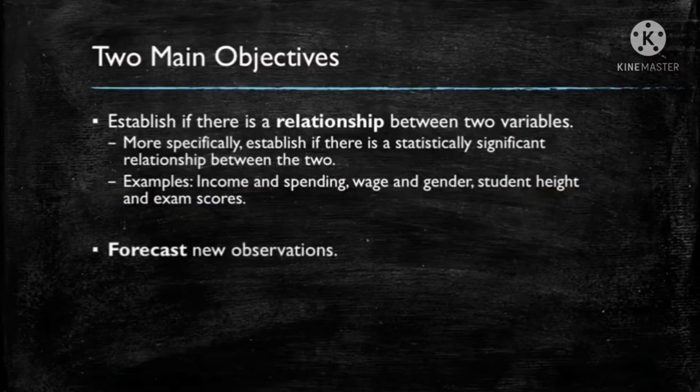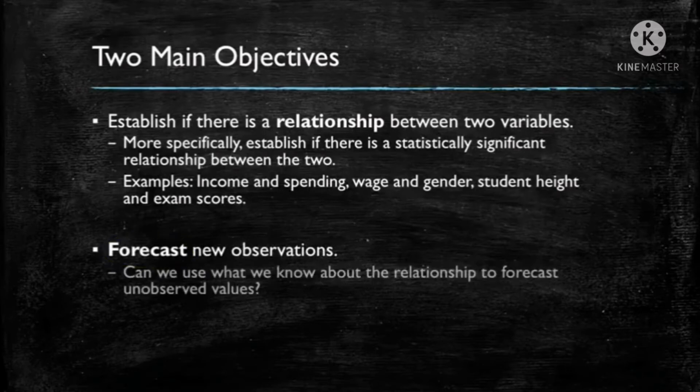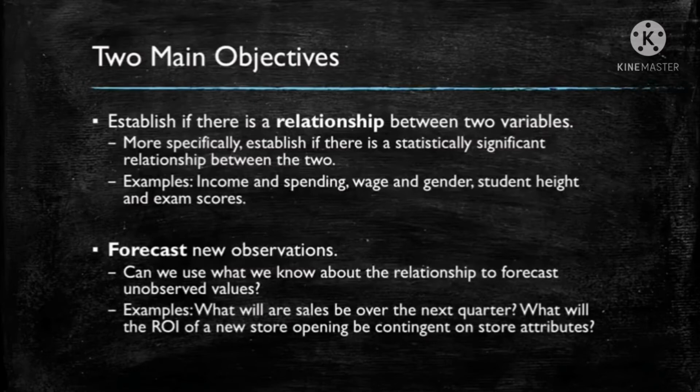Our second objective is to forecast new observations. And what we mean here is, can we use what we know about an existing relationship to forecast unobserved values? Let me give you a couple of examples. For instance, if we know that our sales tend to grow over time, and we even know how strong this relationship is, and how fast our sales grow, we could use this information to predict or forecast what our sales will be over the next quarter.